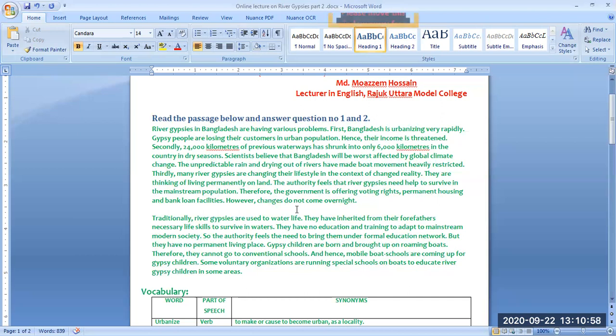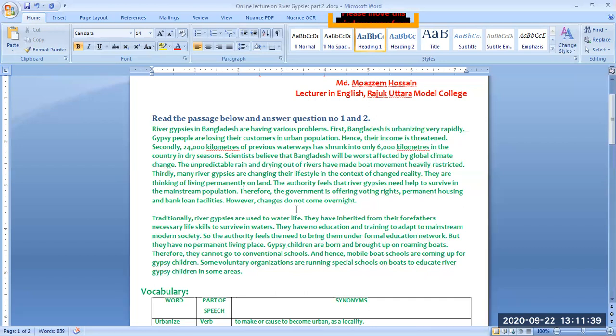Thirdly, many river gypsies are changing their lifestyle in the context of changed reality. They're trying to cope up with the modern life, with the mainstream. They're trying to cope up with our society actually. They're thinking of living permanently on land. There are some gypsies, you know, that they're trying to cope up with their ancestor or forefathers profession, but because of the changing reality, they are trying to cope up with our society. The authority feels that river gypsies need help to survive in the mainstream population. If they try again, they need some assistance from the government as well as from ourselves.